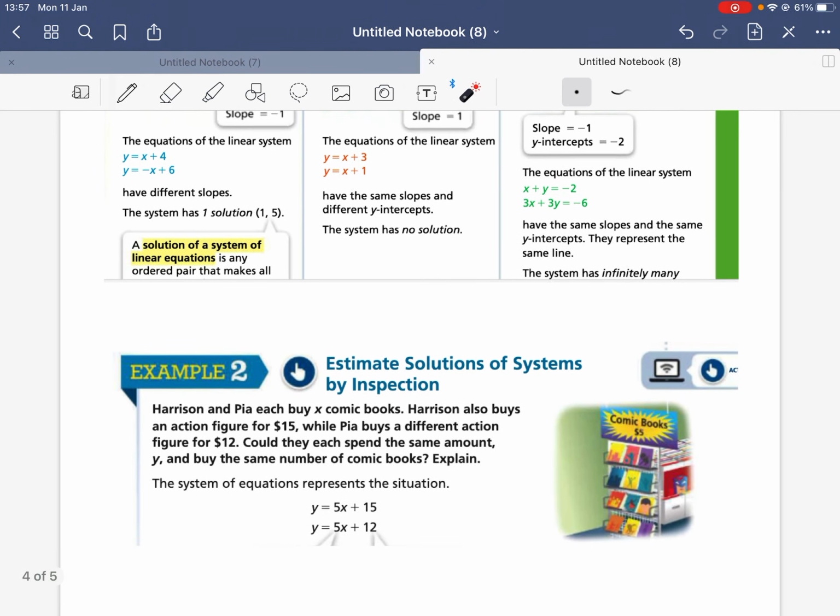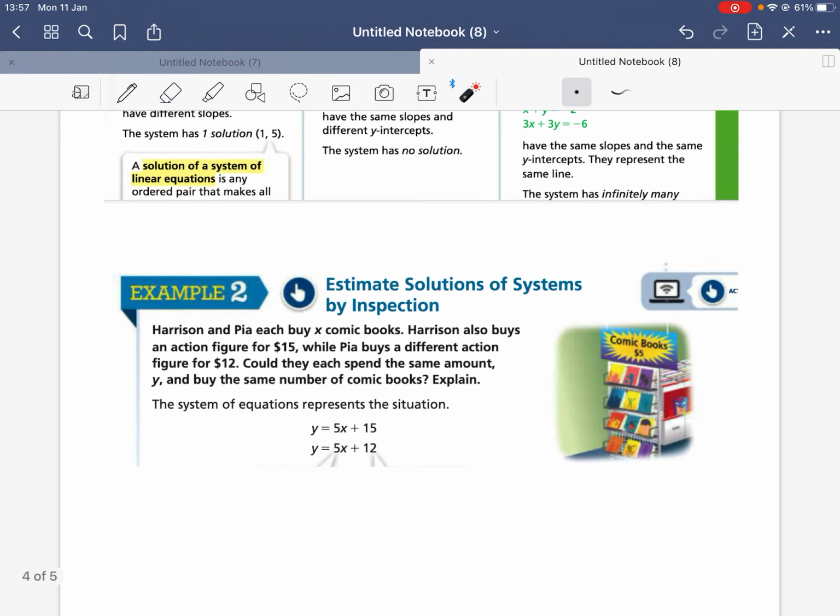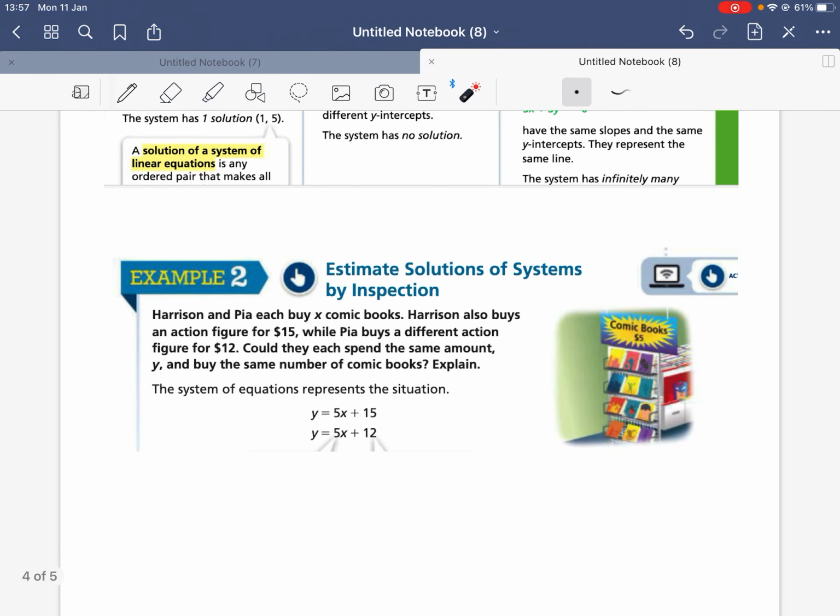So let's look at example 2 here. Harrison and Pia each buy x comic books. Harrison also buys an action figure for $15, while Pia buys a different action figure for $12. Could they each spend the same amount of money, y, on the same number of comic books? Explain. So they actually give us these two equations here.